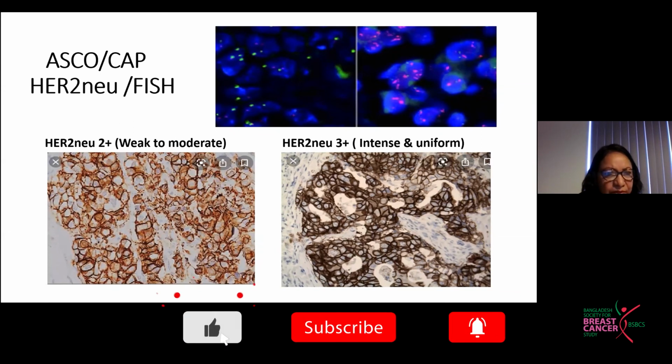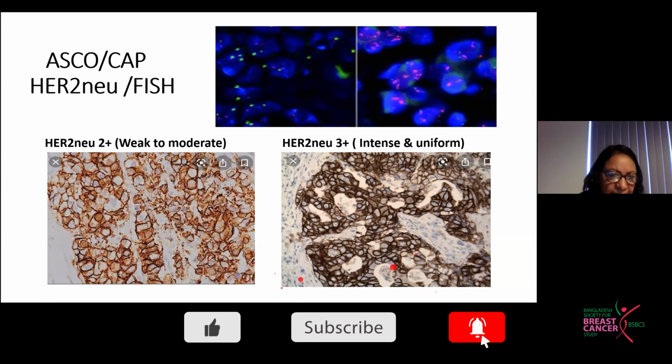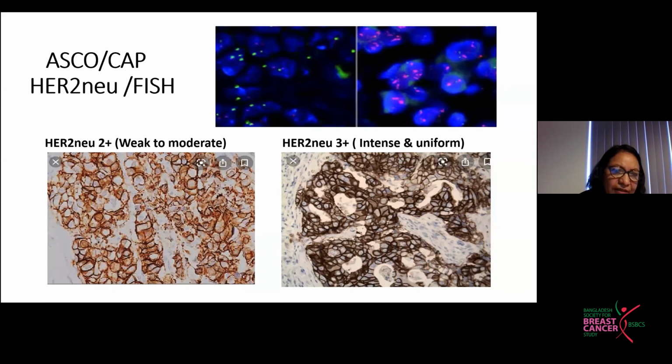So this is weak to moderate complete membrane positivity. Even if it is weak to moderate and it is complete membrane positivity, we have to find it in more than 10% of the tumor cells, and then we call it HER2 2+. But when it is intense and uniform, and we find it in more than 10% of tumor cells, we call it HER2 3+. So in HER2 2+ or equivocal cases, we go for a further molecular test to see the genetic mapping within the cell by doing the fluorescent in situ hybridization technique, and that also everybody knows.